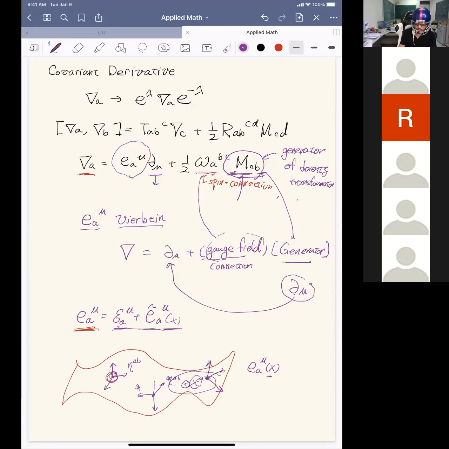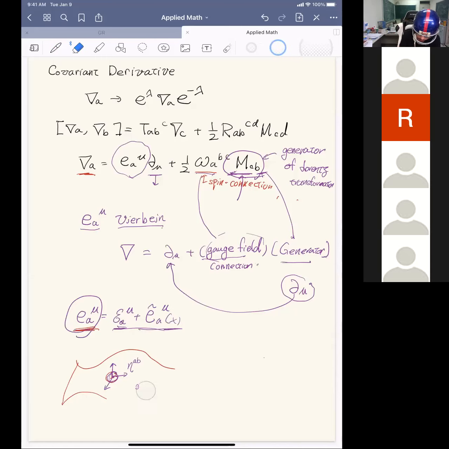Okay, so there are two explanations, which are basically complementary, of what e^a_mu is. One explanation is the gauge field. It contains the gauge field of the translation connection. In the other language, this is the orthogonal coordinate chart that you set up at each independent point.